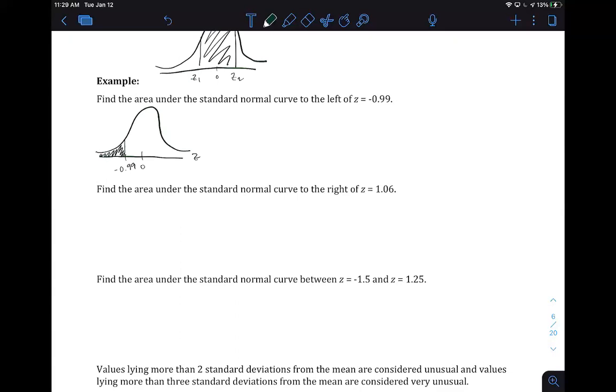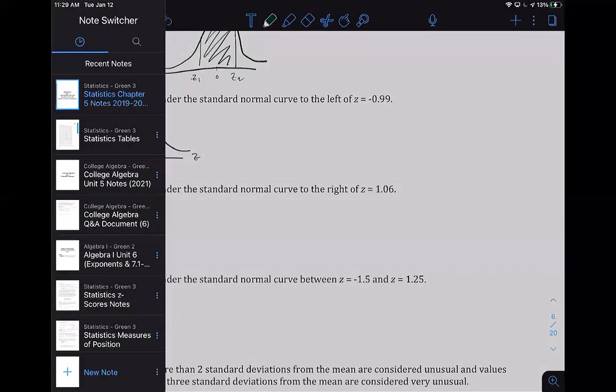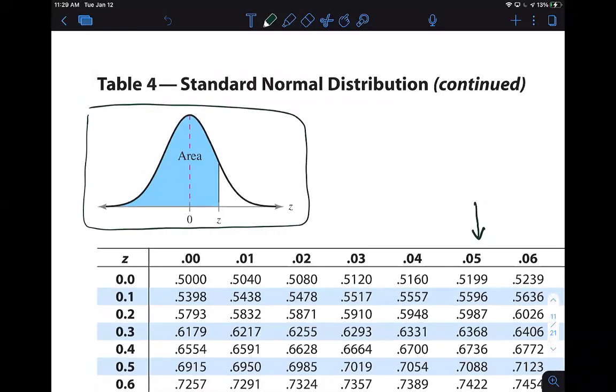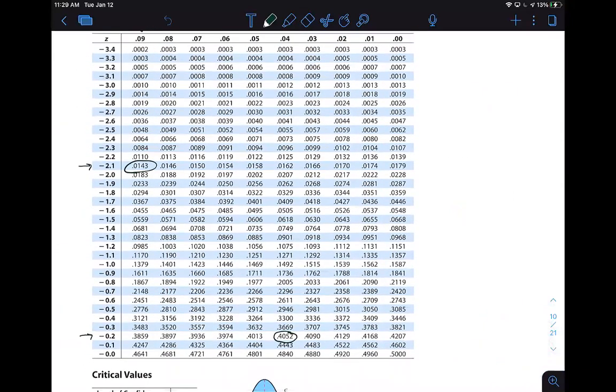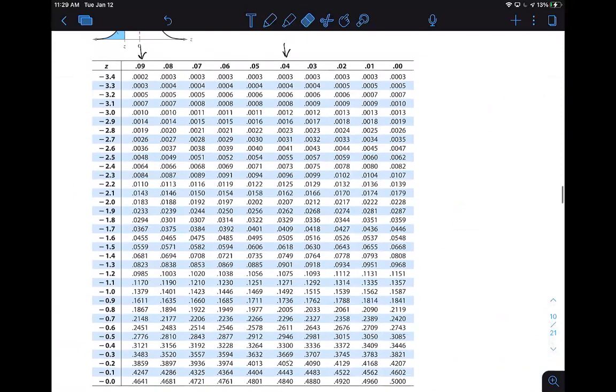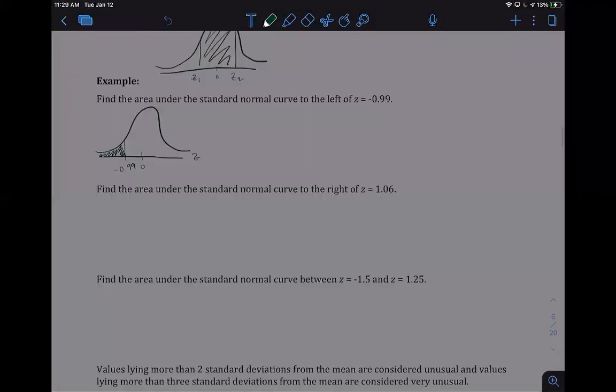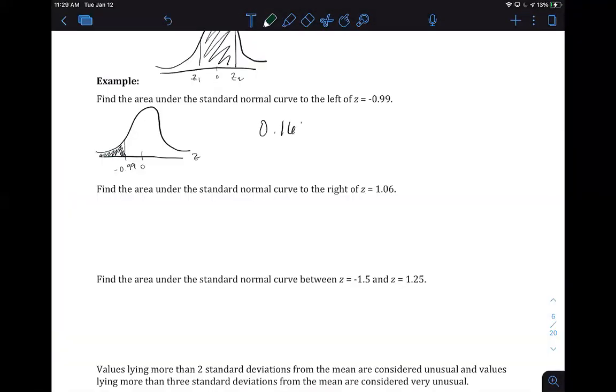Then go over to your table. Go to your negative side and look for negative 0.99. I'm going to erase all these others. So we're looking at negative 0.99, which gives us 0.1611. And that is your answer.